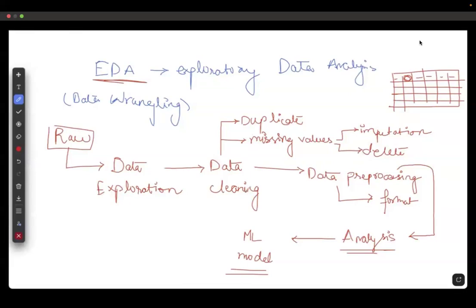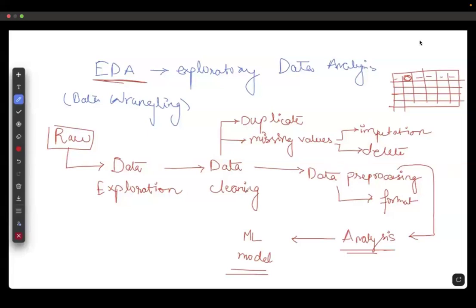So there is a necessity to perform this EDA, to put the data in the correct format and remove the garbage from the data. Only then can we perform machine learning modeling, which will give me higher accuracy, or let's say higher performance.